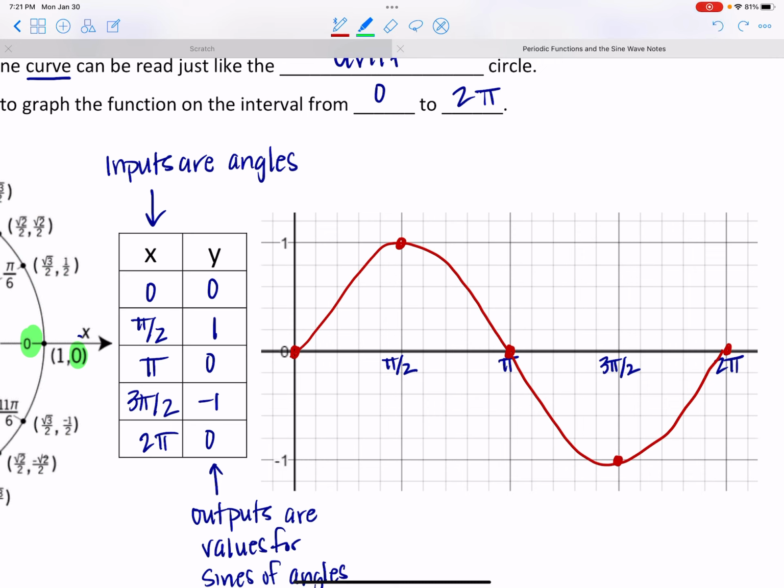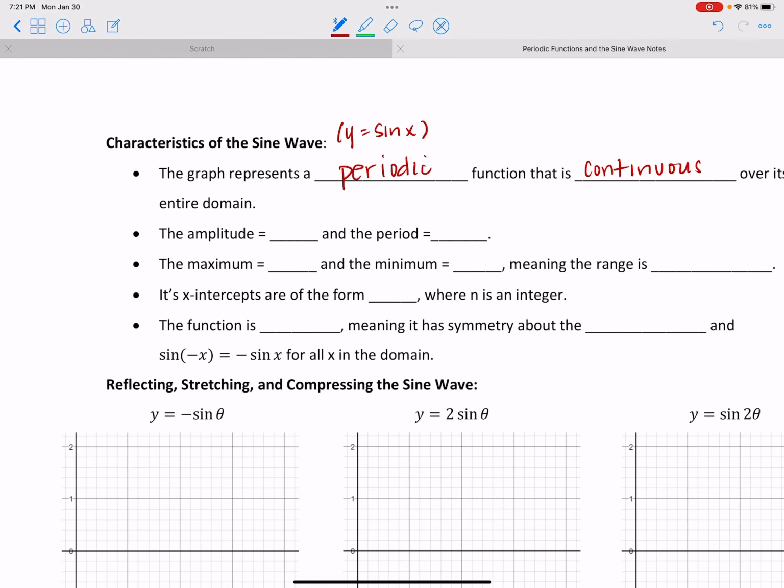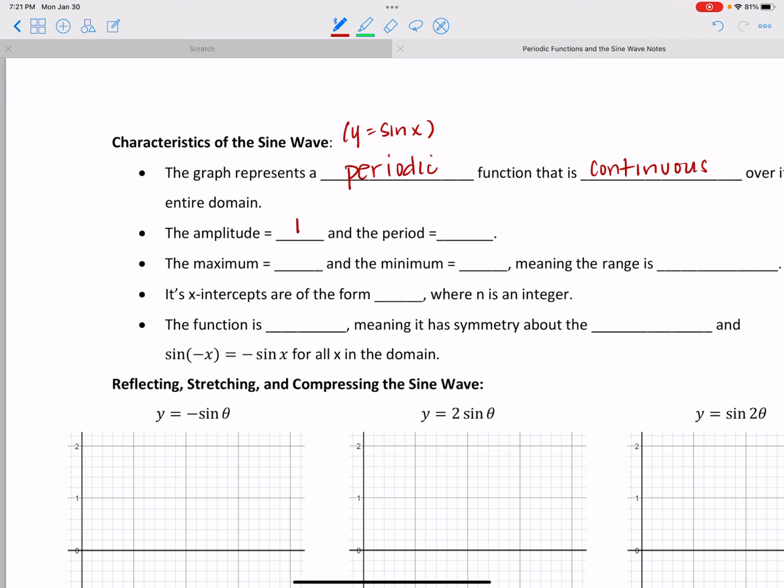Okay, so the midline, and I should have drawn this when we were here earlier, would be technically the x-axis. That's our midline, and if we're going 1 unit above that, 1 unit below that, we'd say the amplitude is 1. Or again, half of that total height of 2 would be 1. That's our amplitude. Okay, so we're going to say the amplitude is 1.